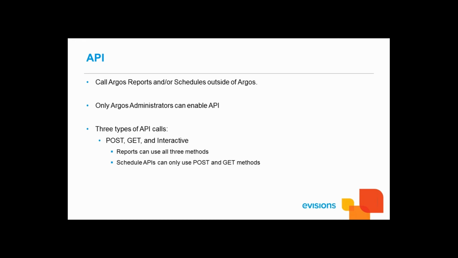When you run a report in interactive mode, the DataBlock's dashboard launches in a restricted version of the Argos window client on the user's machine. Reports can use all 3 methods, whereas a schedule can only use the POST and GET methods. Although the Report API and Schedule API are configured in the same way, I will only show an example of the Report API during the training.